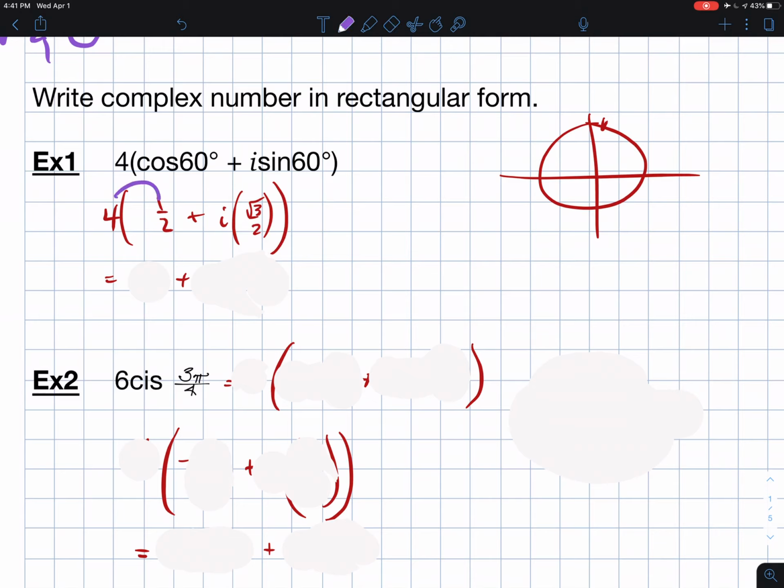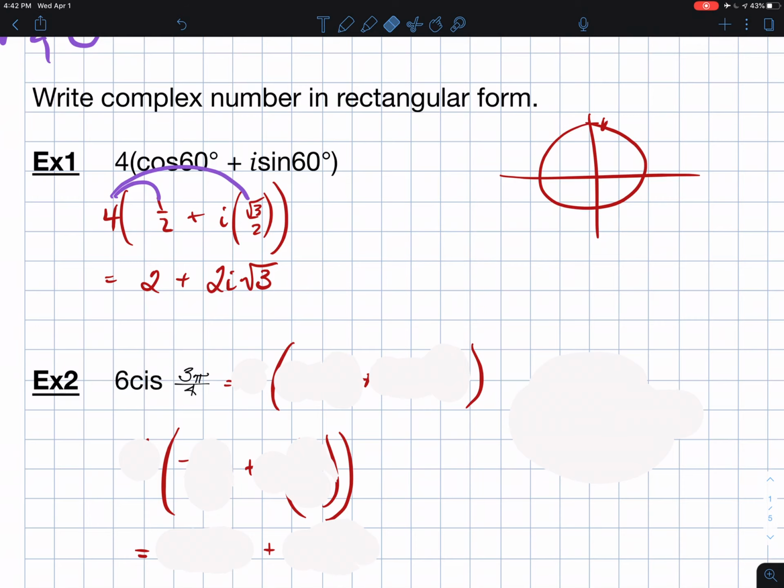Now let's take our 4 and distribute. So 4 times a half is 2. 4 times the square root of 3 over 2 is going to reduce to 2 root 3. Don't forget you have an i there. You'll notice that I put the i in front of the square root. If you get a little bit sloppy and you put the i after the square root, sometimes you might not be able to tell if the i is under or not under the square root, and in that particular case, it would get marked wrong on your paper.